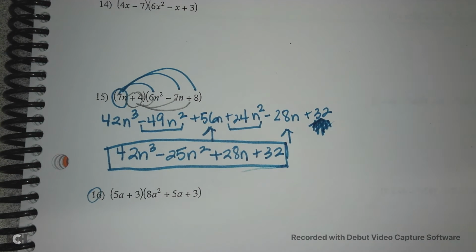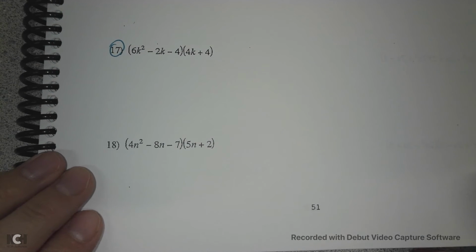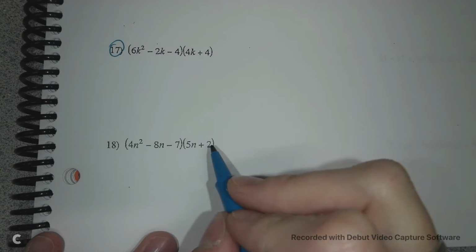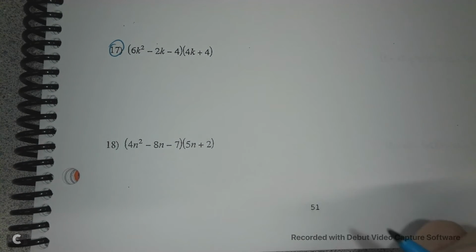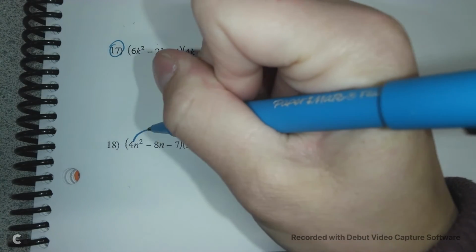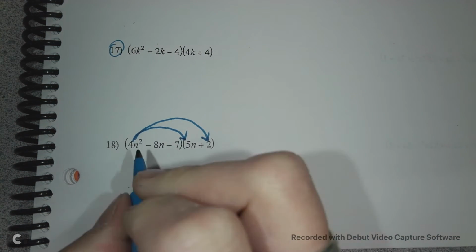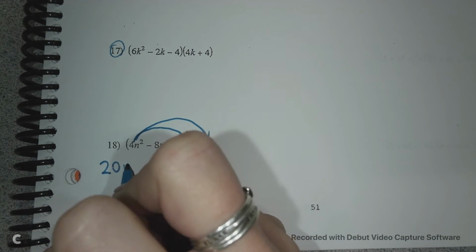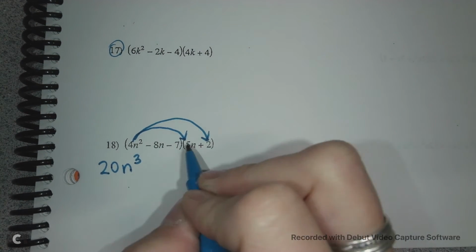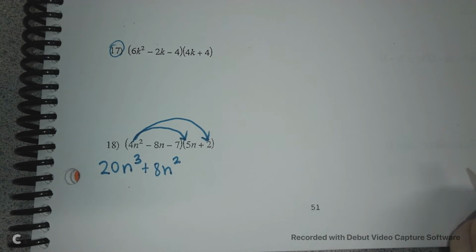Okay, so that's how you do 3. It's just a little bit more work, but it's the same process. And it doesn't matter if it's switched. So this guy is switched, so we could do all 3 to each of the 2. So we're going to multiply 4n squared times 5n and times 2. So we'll start with that. 4 times 5 is 20n cubed, because 2 and 1 more. And 4 times 2 is 8n squared.